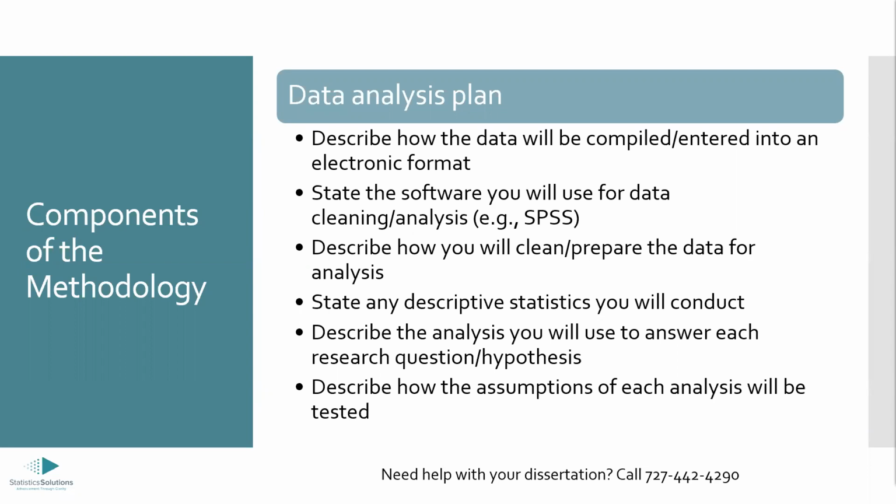So if you test normality and you find that the data aren't normally distributed, then what are you going to do about that? So that might involve either transforming the data, removing outliers, or conducting an alternative non-parametric test that doesn't require the assumption of normality. So you'll want to detail each of those things in your data analysis plan.